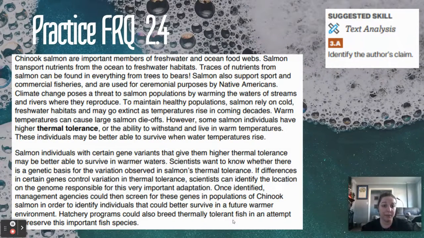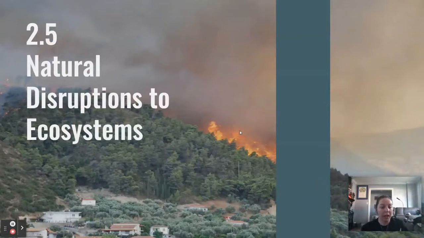So, our practice FRQ. Like I said, this is a new one. We haven't done this yet. But what I want you to do is read this passage, okay? And I want you to write just one sentence, one claim that the author makes that could be proven and tested through an experiment. So you're essentially writing a hypothesis based on a claim that this author makes in their article. And then we're going to jump right into 2.5.